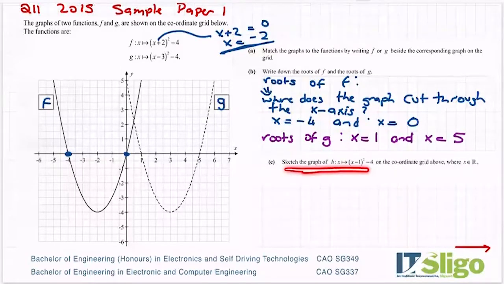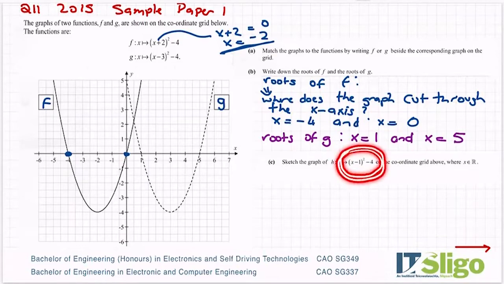Sketch the graph of h of x, x minus 1 all squared minus 4, on the coordinate grid below. So of course you could put this into your calculator. Let's do it there, and I will tell you then what values I would ignore. So bracket x minus 1, close your bracket squared, minus 4. Start at minus 5 again, end at 6 again, and go up in steps of 1.